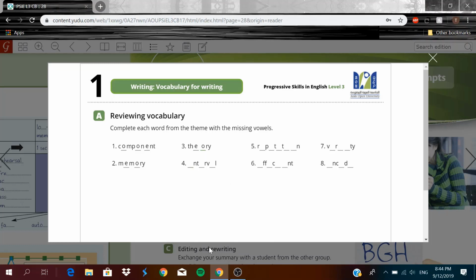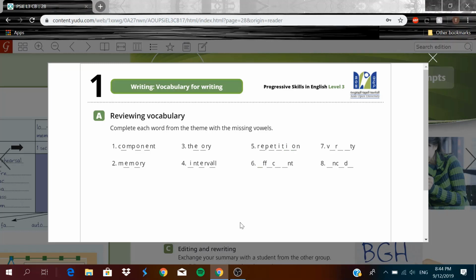T-H-E-O-R-Y. Then we have number four. What do you guys think? That's correct. We can say interval. I-N-T-E-R-V-A-L. Interval. Then we have number five. What do you guys think number five is? I know this one can be a little bit difficult. So we'll say repetition. Okay, so we spell it like this: R-E-P-E-T-I-T-I-O-N. Okay, five, repetition.